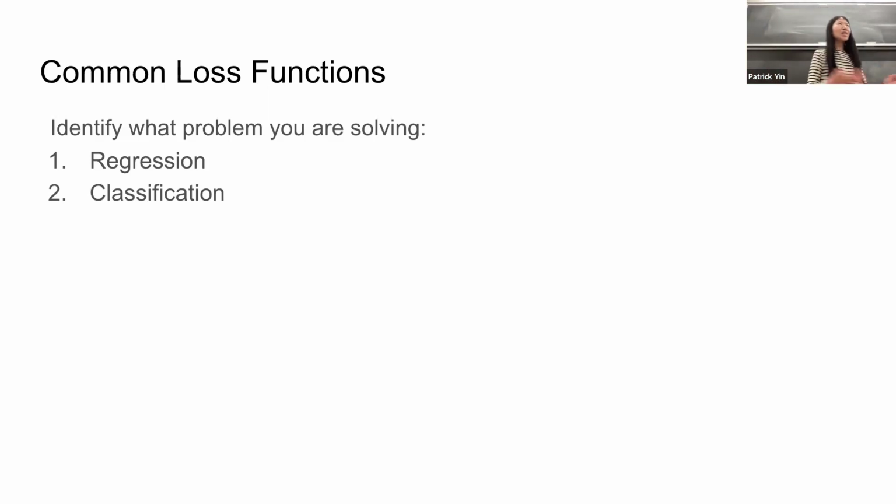So regression is a problem of trying to predict a continuous value and trying to define some distance function. And for classification, any examples? Yeah, dog and cat, that's a really classic classification problem.